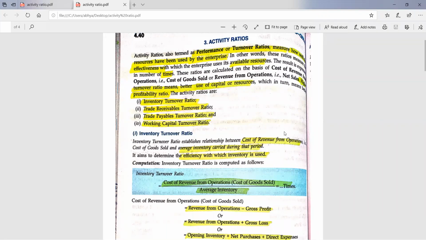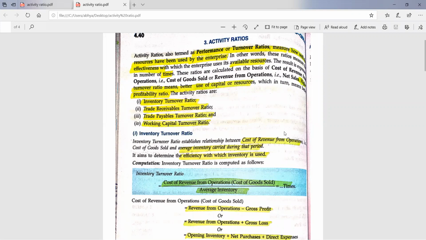So all these ratios are related to sales or cost of goods sold, which is known as cost of RFO. In previous chapters, we have done this cost of RFO. It is the new name of cost of goods sold. In 11th class, you did cost of goods sold. And the alternate name of cost of goods sold is cost of RFO. And the alternate name of net sales is RFO, which I previously told you. RFO means revenue from operations, main operations. So of these four ratios, today we'll do only one ratio, that is the inventory turnover ratio.